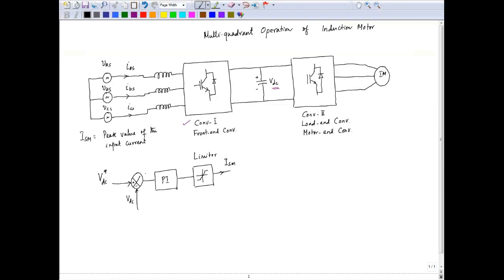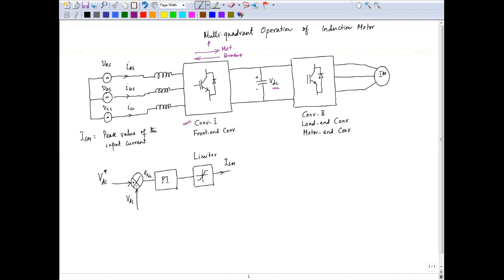Now, why so? Because this error, the error in the VDC decides whether the capacitance is to be charged or is to be discharged. And the front end converter is a bidirectional converter. It means this can supply power to this side for the motoring, and this can also reverse the power for braking. So it means the input current decides the voltage of the capacitor.